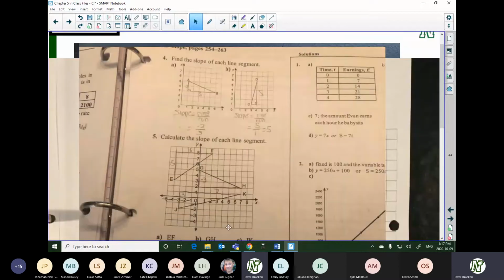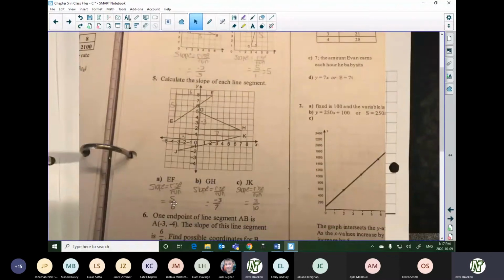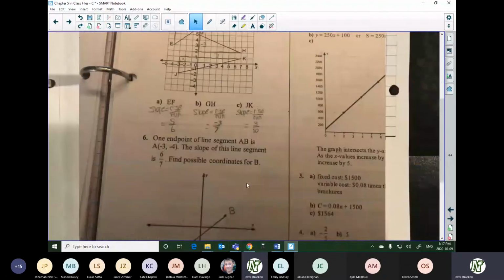Before I even look at these slopes, positive, negative, positive. Positive, up to the right, negative, down to the right, positive, up to the right. There should be no reason you mix up positives and negatives. So the first one, positive, up to the right, up 5 over 6. Rise over run. Down 3 over 7. Negative 3 over 7. That's the negative one. Up 3 over 7. 10. Up 3 over 10, so 3 over 10.